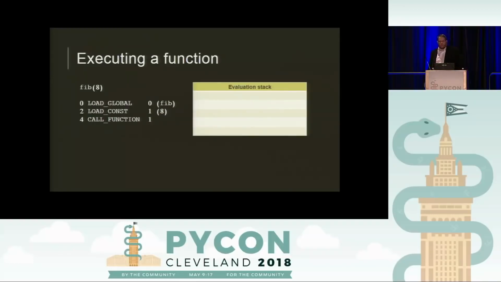Suppose we want to know the 8th Fibonacci number. We're just going to ask Python to calculate that using our Fibonacci function. That turns into 3 bytecode instructions: load global, load const, call function. So let's take a look at what's going on here.